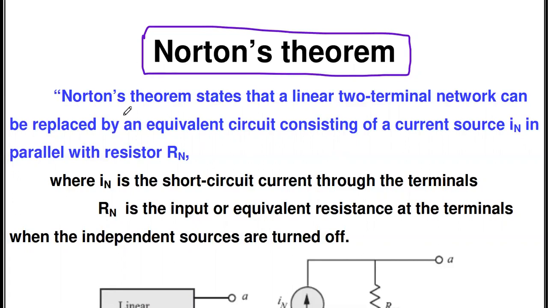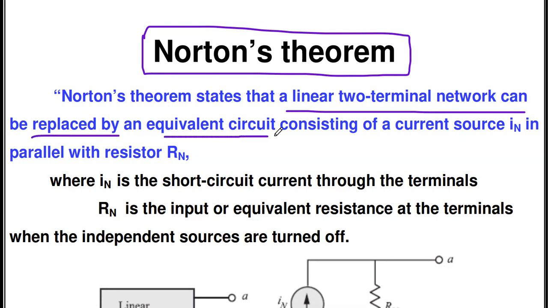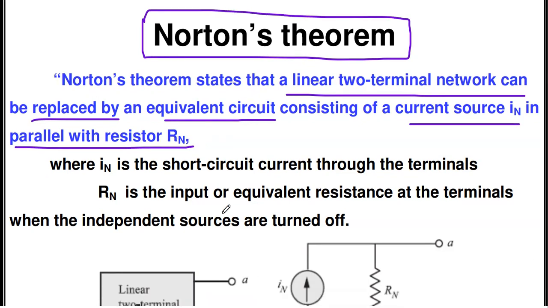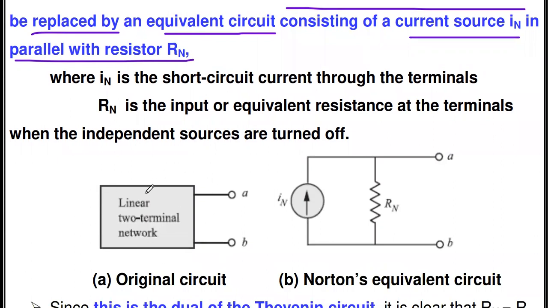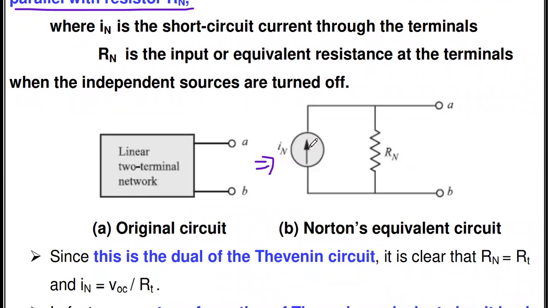So what does Norton's theorem mean? It states that a linear two terminal network can be replaced by an equivalent circuit consisting of a current source IN in parallel with a resistance RN. That is the difference. For this two terminal network, we have to draw the equivalent circuit, consisting of only two elements: one is the Norton's current source IN, in parallel with the Norton's equivalent resistance RN. This is Norton's theorem.